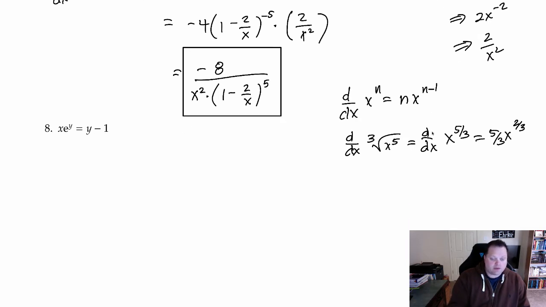All right, looks like we have another implicit one here. So we're going to treat y as a function of x. Take the derivative of both sides.